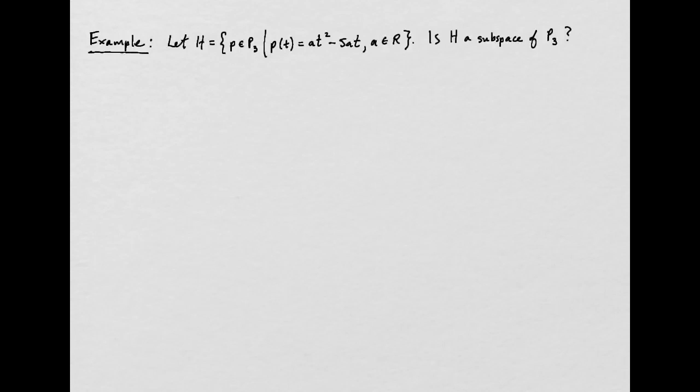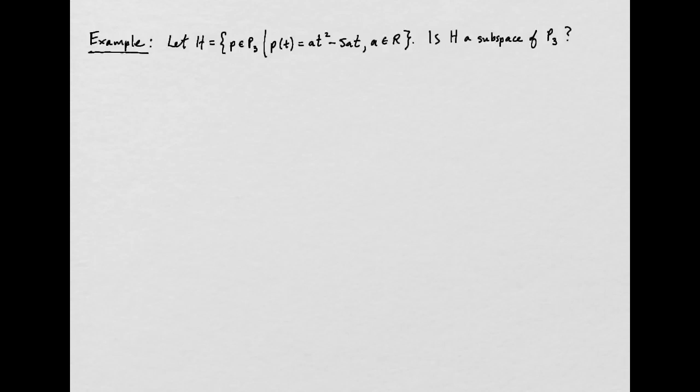In this example, we are given the set H, which is the set of all p in P3, such that p of t is equal to at squared minus 5at, where a is in R. In other words, a is just a real number. And then we want to know, is H a subspace of P3?